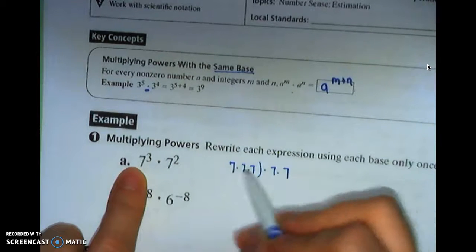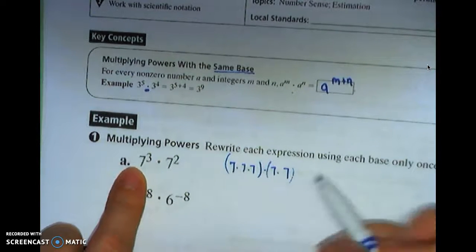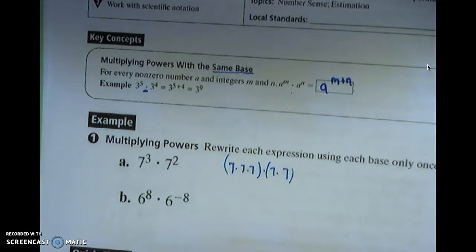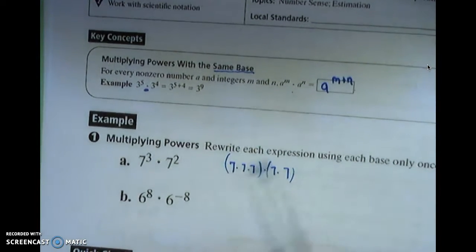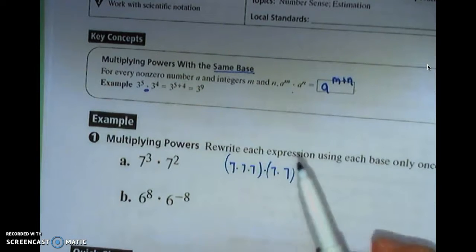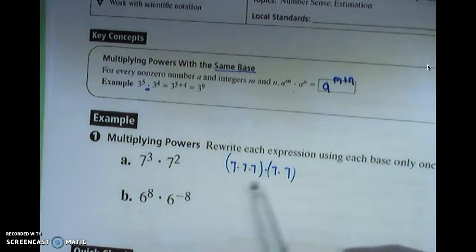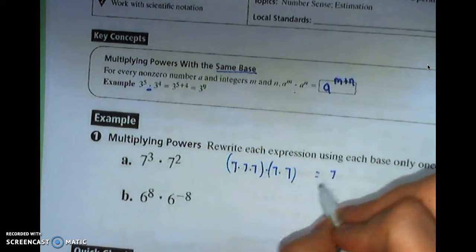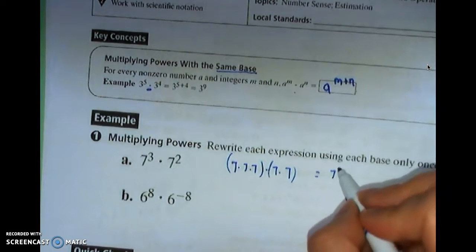Okay, we're multiplying. Remember, our multiplication properties tell us that we can multiply in any order. So it doesn't matter which 7 we multiply first, we just keep going down the line. So in actuality, 7 to the 3rd times 7 squared becomes 7 to the 5th.